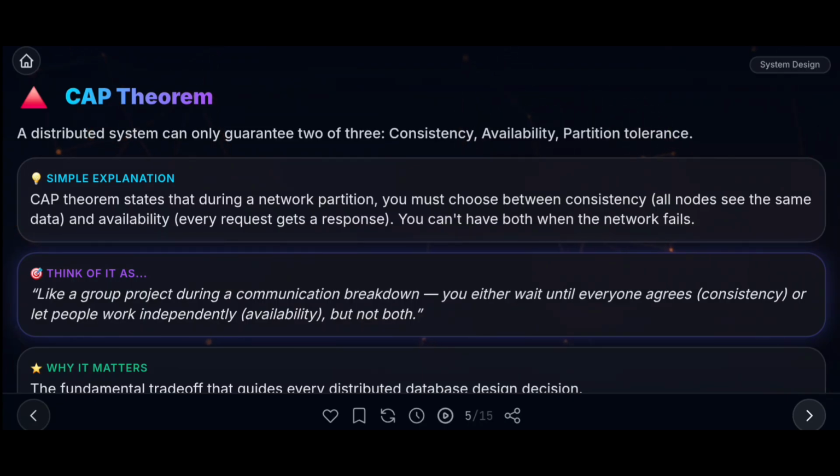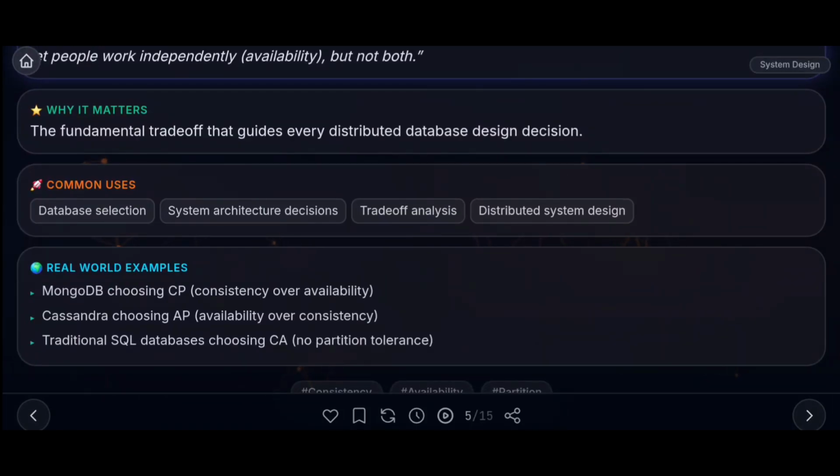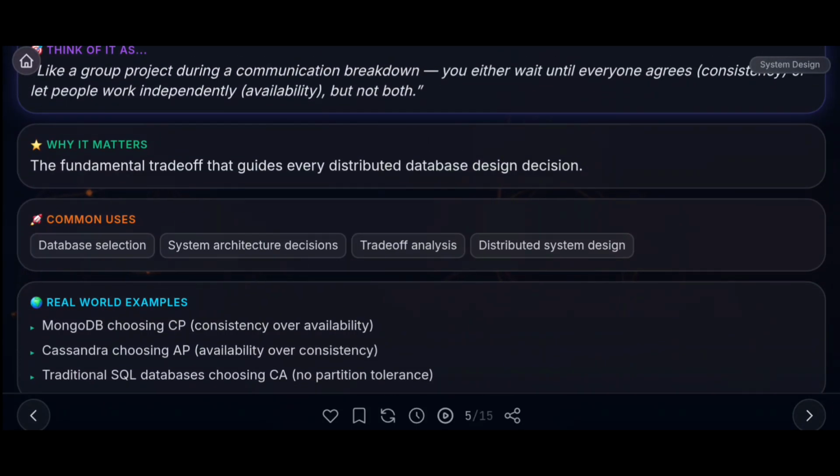Like a group project, during a communication breakdown, you either wait until everyone agrees, that is consistency, or let people work independently, that is availability, but not both. Why it matters? A fundamental trade-off that guides every distributed database design decision. Some common uses: database selection, system architecture decisions, trade-off analysis, distributed system design.